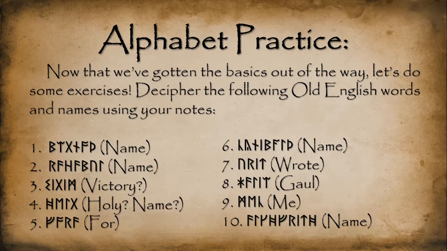B-E-A-G-N-O, thorn. Number 2 is R-ash, H-ash, B-U-L. Number 3 is S-I-G-I-M. Number 4 is H-E-L-G. Number 5 is F-O-R-ash. Number 6 is C-Y-N-I-B-A-L thorn. Number 7 is W-R-I-T. Number 8 is G-L-I-E-A. Number 9 is M-E-C. And number 10 is H-L-C-H-F-R-I-T-H.